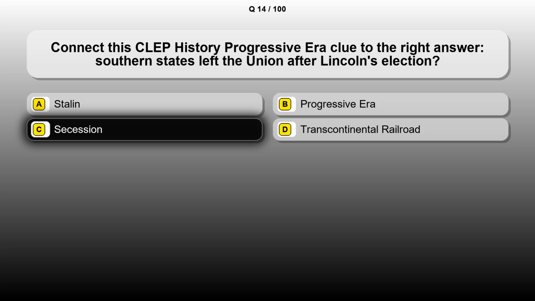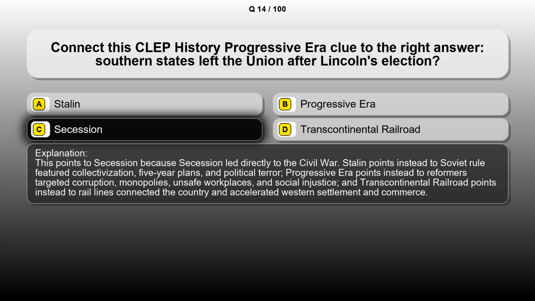The correct answer is option C, Secession. This points to secession because secession led directly to the Civil War. Stalin points instead to Soviet rule featured collectivization, 5-year plans, and political terror. Progressive Era points instead to reformers targeted corruption, monopolies, unsafe workplaces, and social injustice, and Transcontinental Railroad points instead to rail lines connected the country and accelerated Western settlement and commerce.